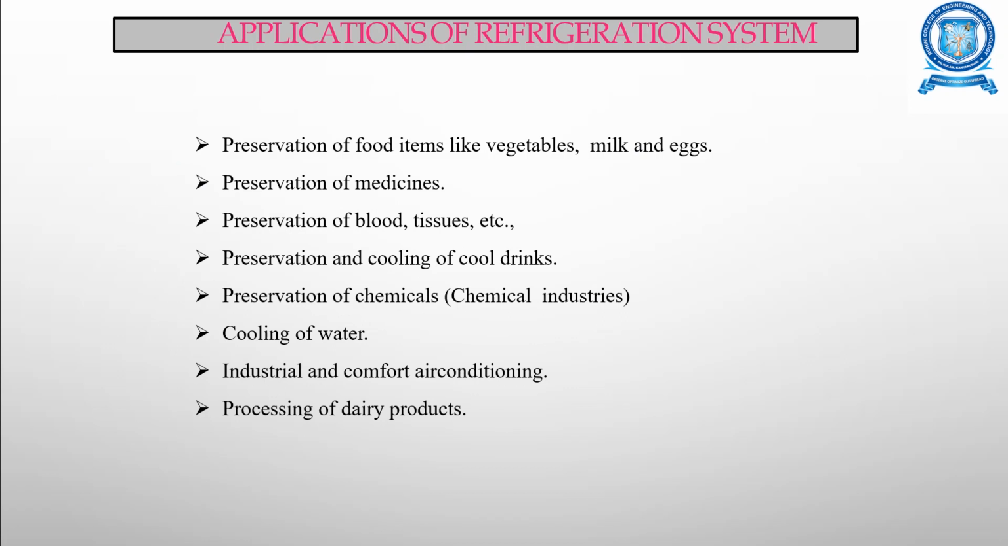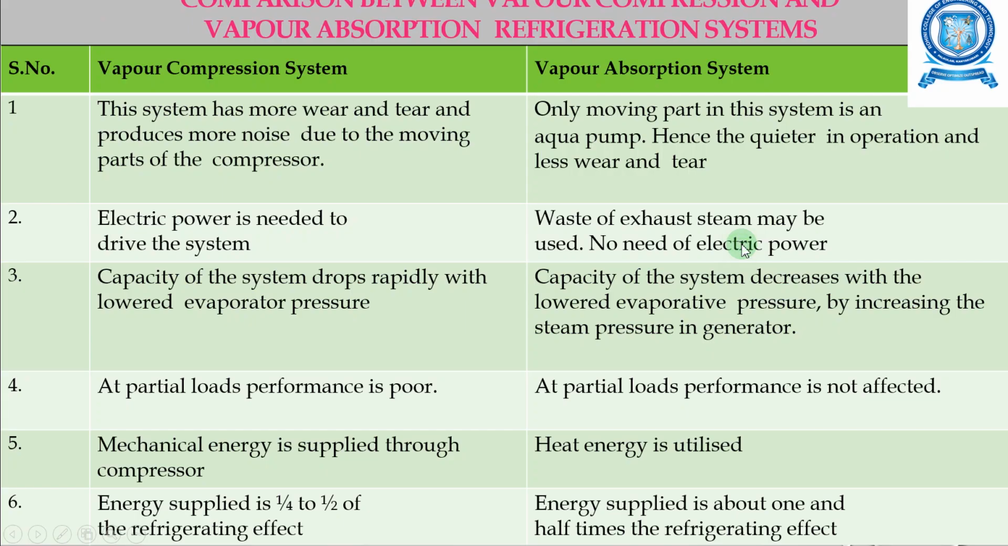Coming to the applications of refrigeration systems, it is used for preservation of food items like vegetables, milk and eggs, preservation of medicines, and preservation of blood, tissues, etc. It is used for preservation and cooling of cool drinks, and for preservation of chemicals in chemical industries, used in cooling of water, in industrial and comfort air conditioning systems, and also for processing of dairy products.